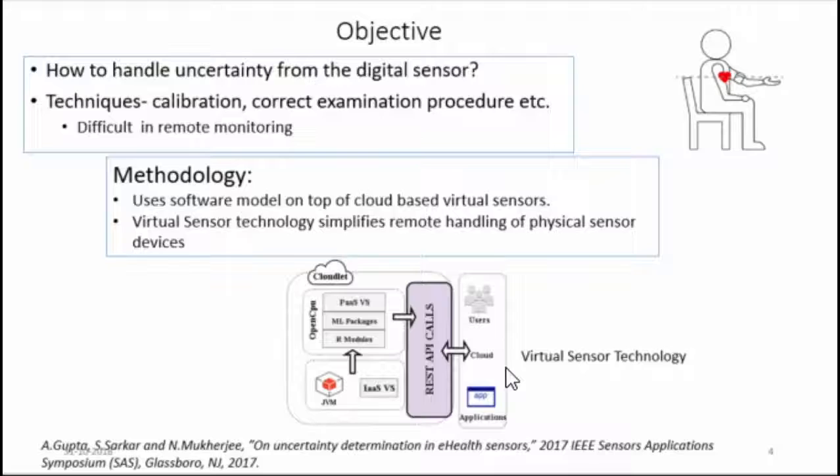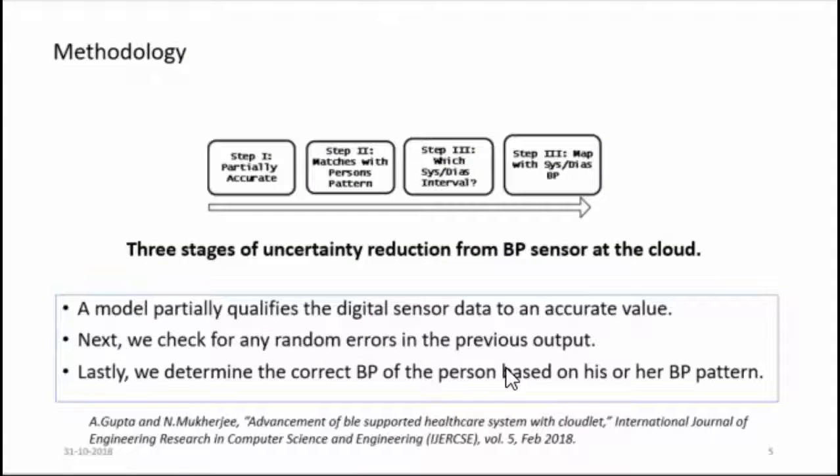So the problem is that whatever errors we are getting from the physical sensor are visible in the virtual sensor also. So what we are doing here is giving support so that this uncertainty can be reduced. What is our approach? At the software level, we are providing a methodology so that the accuracy level of the sensor data can be improved, and also the uncertainty related to precision errors can be reduced. So how to do that?